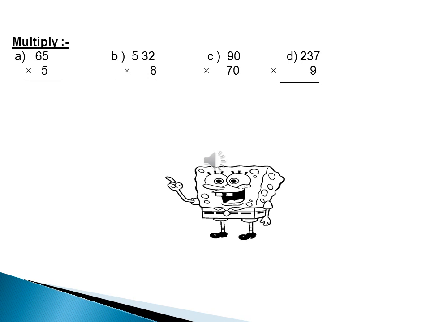Now let's try multiplying by yourself. 65 by 5, 532 by 8, 90 by 70, 237 by 9. After solving it by yourself, you can check the answer in the next slide.